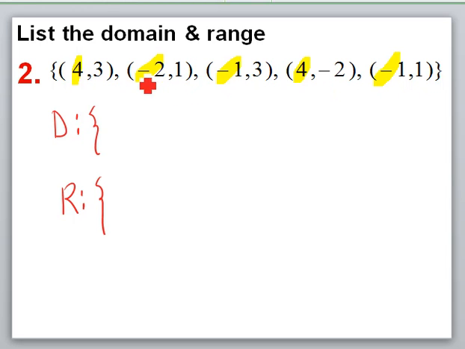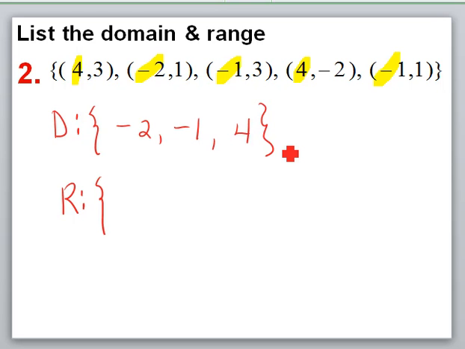So my smallest X value happens to be -2. My next smallest value happens to be -1. There's actually 2 of those, but we don't list them twice. And then my next highest value is 4. Again, there's 2 of those, but we don't list them twice.